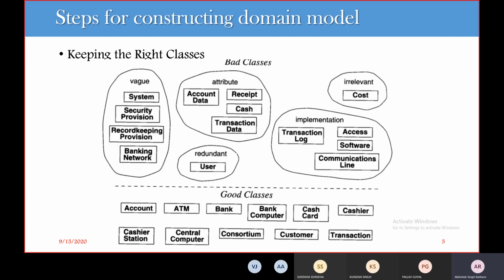Considering this again for ATM classes, customer and user are usually redundant, so we'll retain the customer because it is more descriptive than the user, and we'll remove the user. So this is a redundant class in view of the customer class. This is how we can map redundancy.